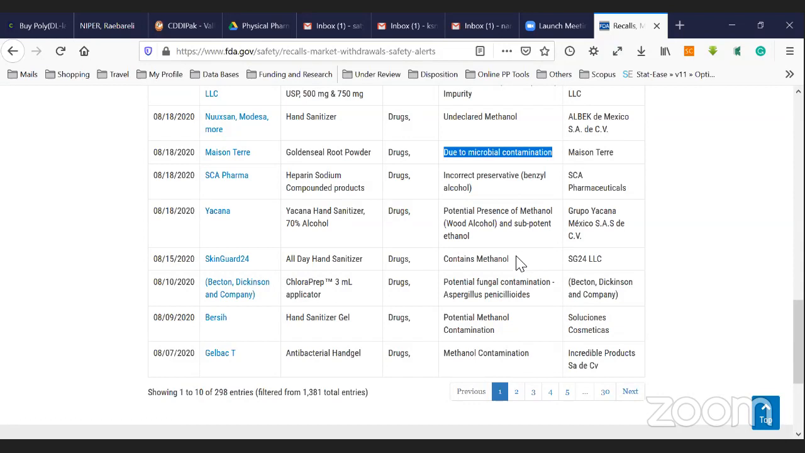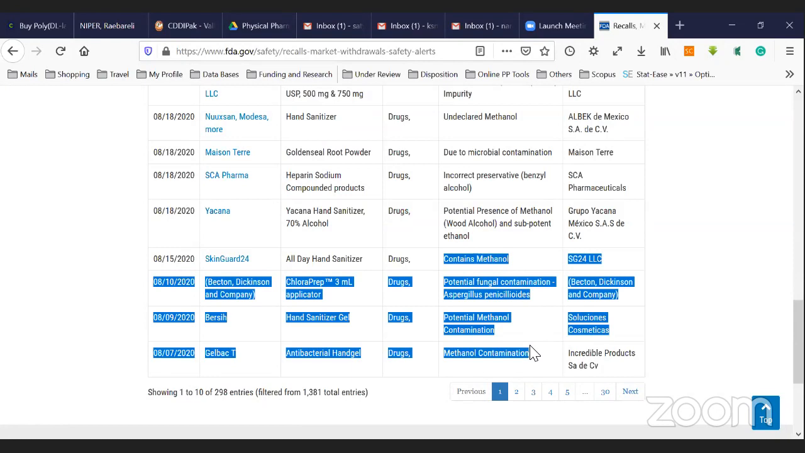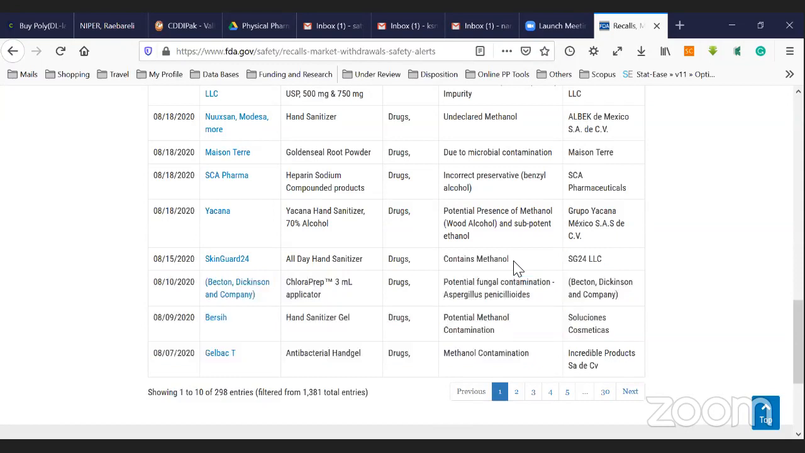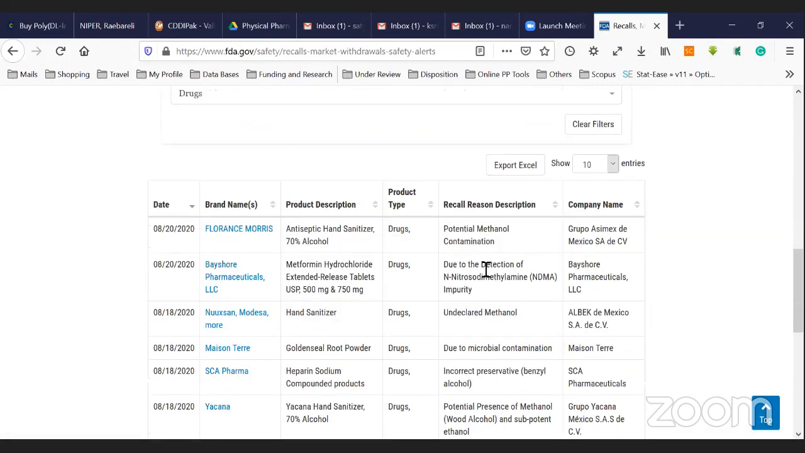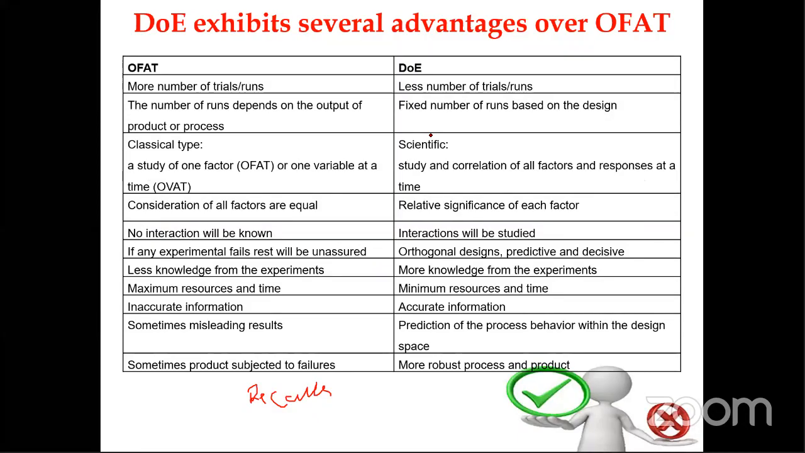And even, you know, the recent FDA recalls are mainly due to the sanitizers. Because of COVID-19, many sanitizers have come into the market, but they said that since methanol is available very cheaply, people have been contaminating with methanol rather than using ethanol. So like that, many recalls are issued to manufacturers by the regulatory agencies. And one of the prime reasons for these recalls is the lack of quality of the product.